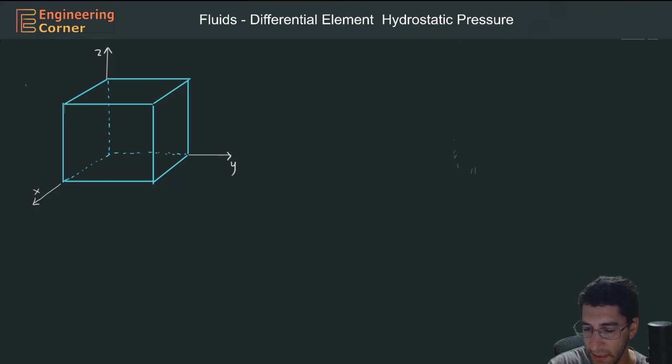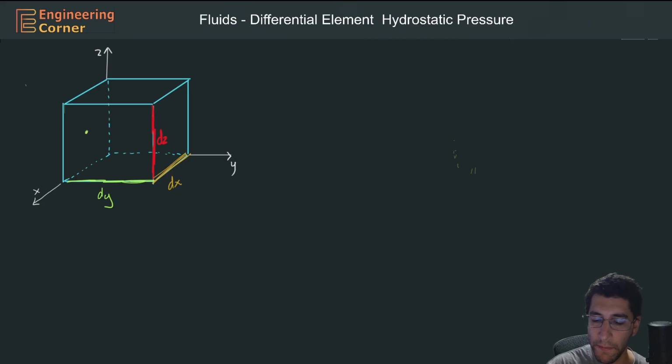So this distance that is in this direction right here is going to be my dy. It's whatever the change is in that y direction. Anything that's going up like this is going to be dz. And anything that's going in this direction right here is going to be dx. Now, in this video, I'm only going to do a force balance in the y and z direction. The x direction is very similar to the y direction, and you can follow the steps I do in the y direction to derive the x direction. But I'm going to start with the y direction.